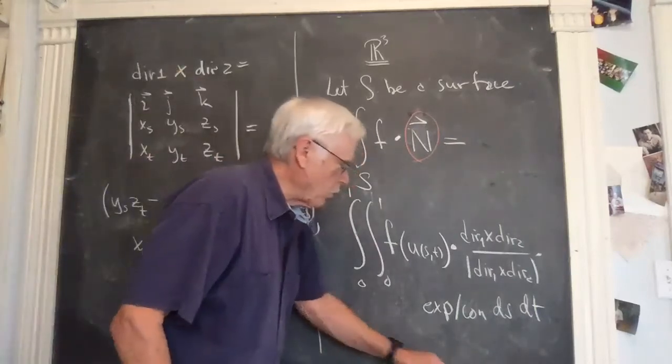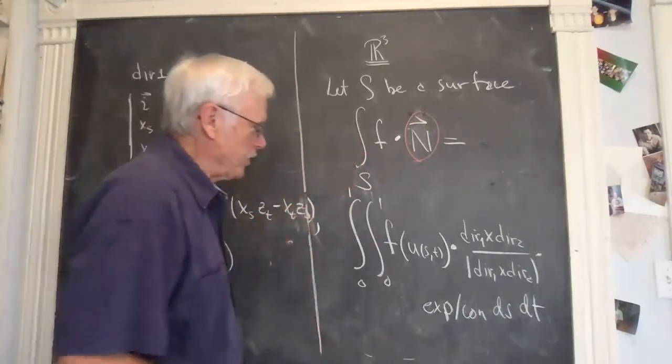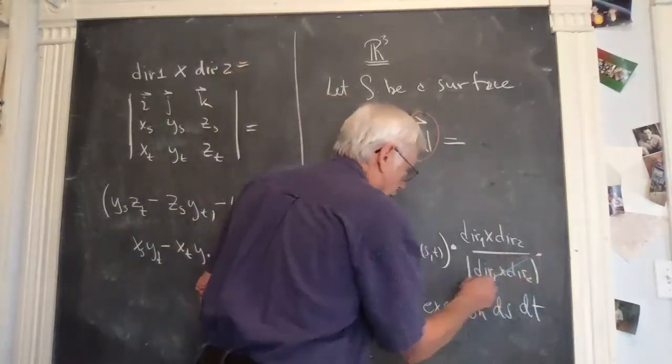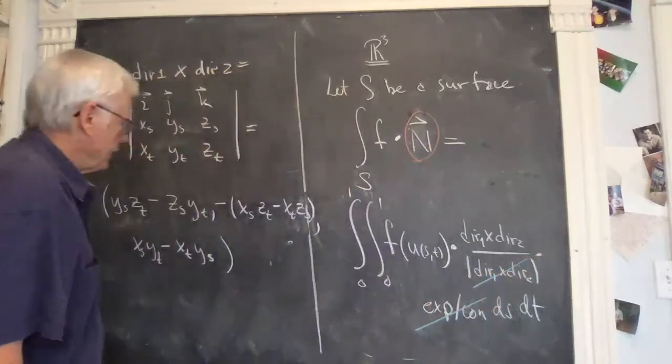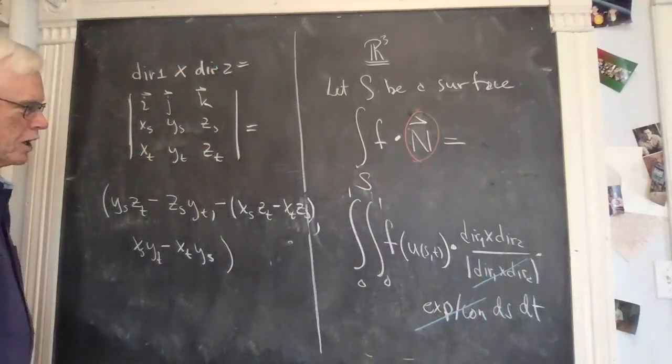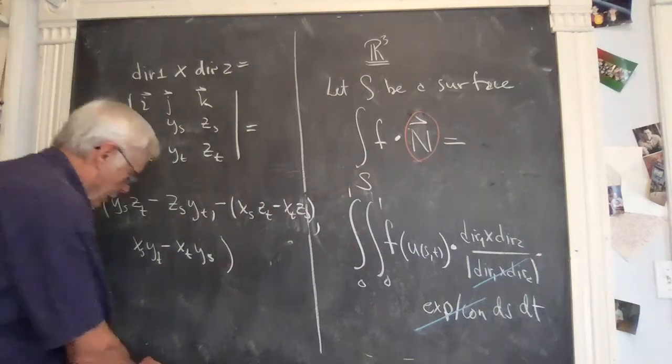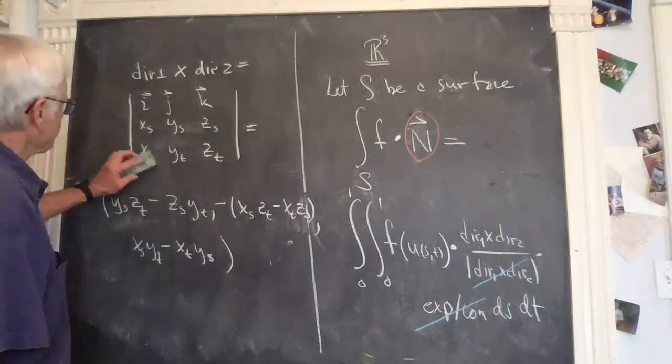And although I won't do the details right now, it's easy to see that this expansion contraction factor is exactly the same as the length of dir1 cross dir2. Maybe I'll just do that.